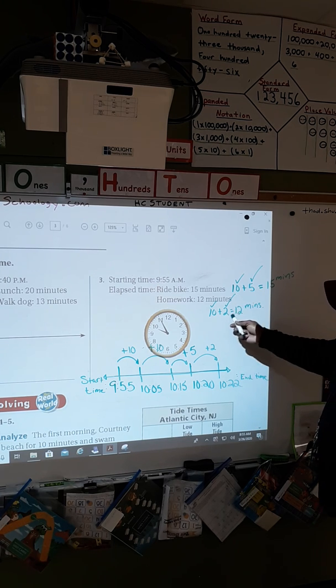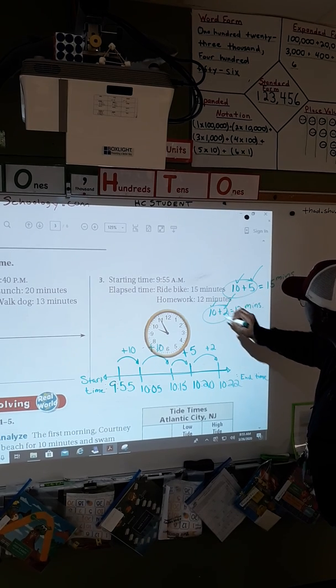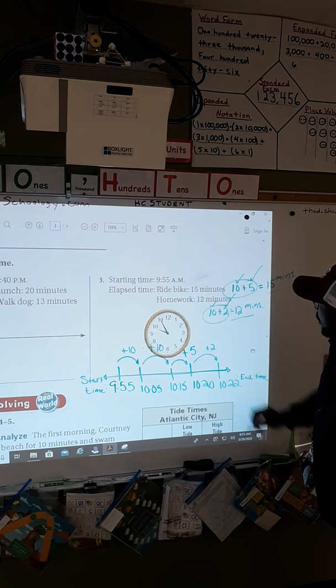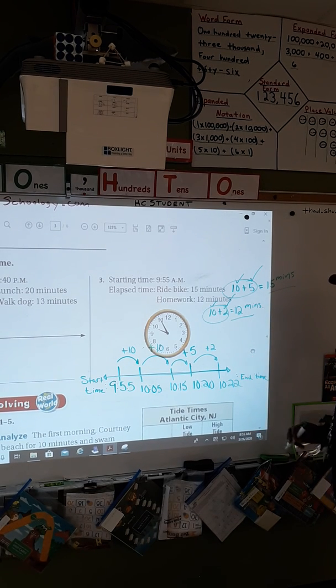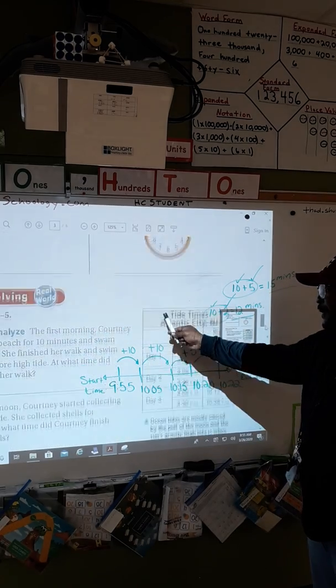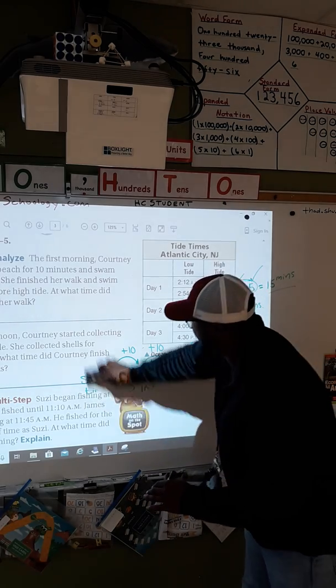Okay, so before you finish, make sure you have all your numbers checked off that equal the total amount of minutes given right here for bike riding and homework. Okay, so that will help you out expanded form during elapsed time. Questions 4 and 5 you're going to do by yourself, and I will walk you through question number 6.